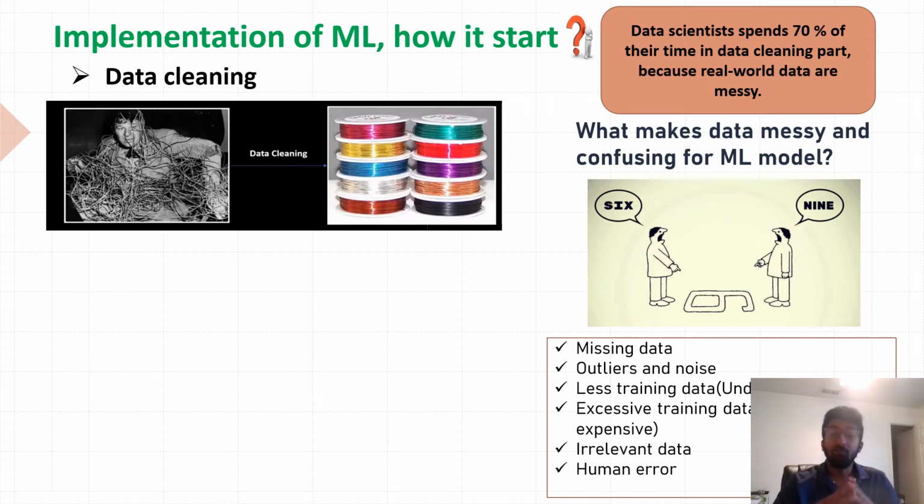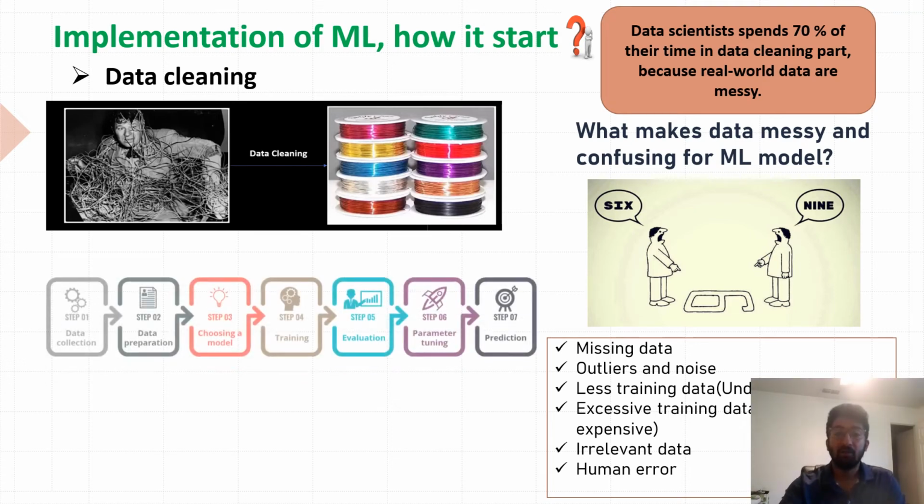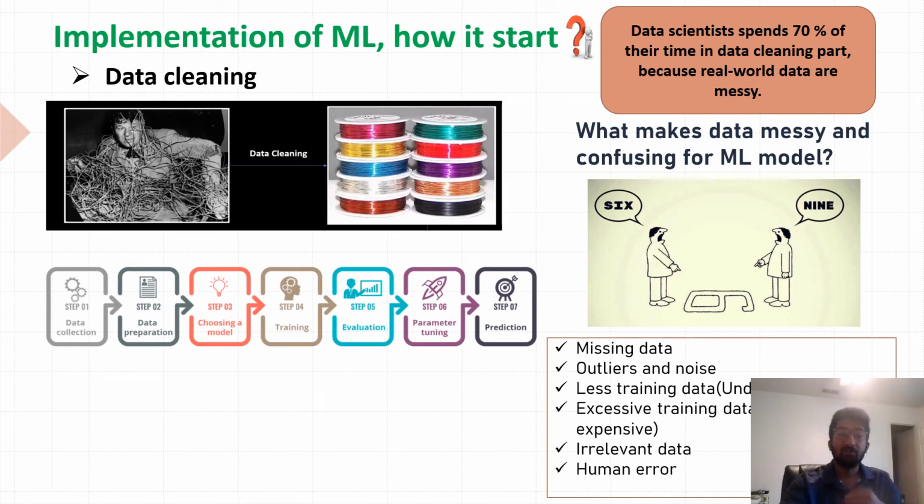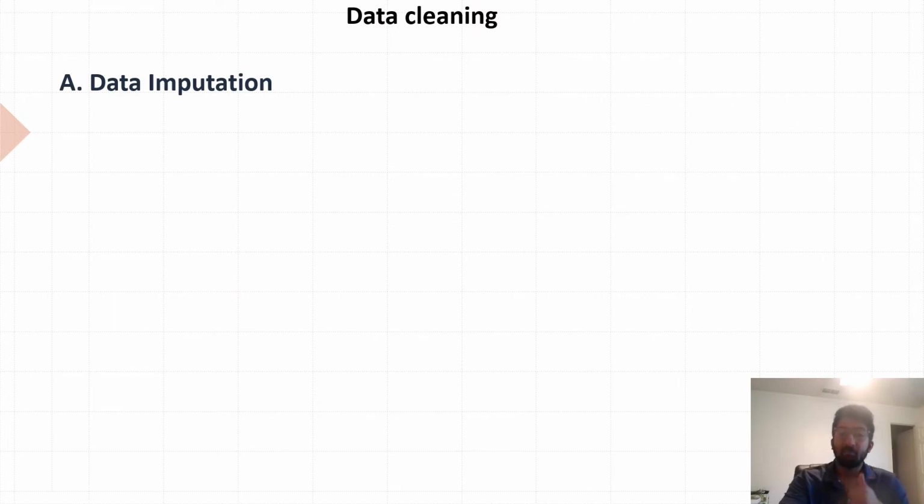Machine learning models are not capable of understanding if there is any missing data, or a lot of outliers, or a lot of irrelevant data. So this needs to be cleared before implementing a machine learning model. Basically, the machine learning process starts with data collection, data preparation, and data training and evaluation, and we predict based on that. So this is basically a simple flowchart of data cleaning. In the data cleaning process, the first thing is data imputation.